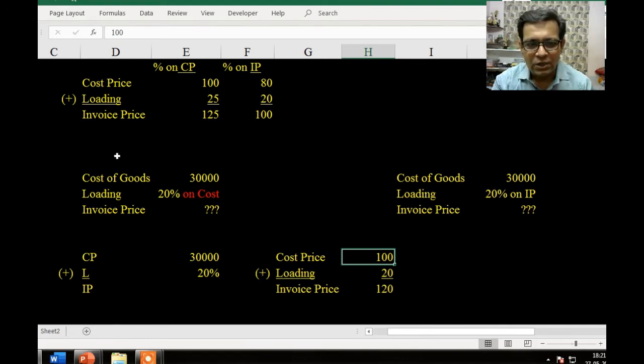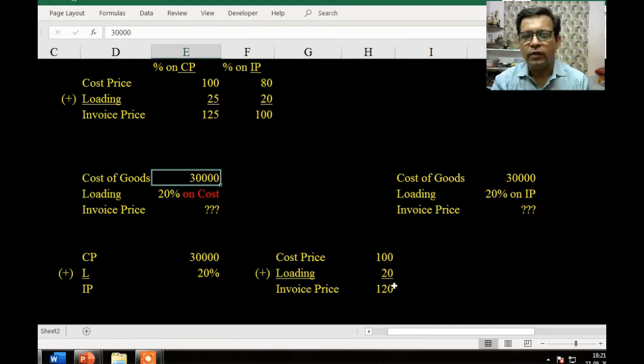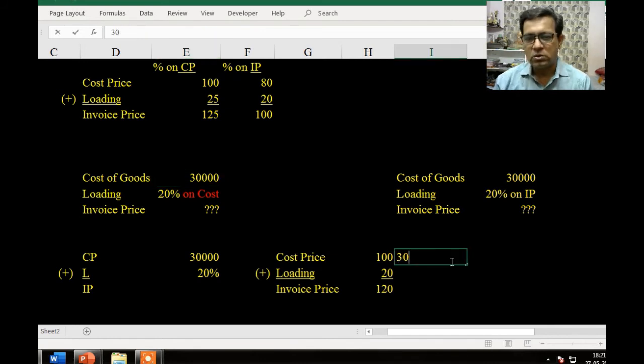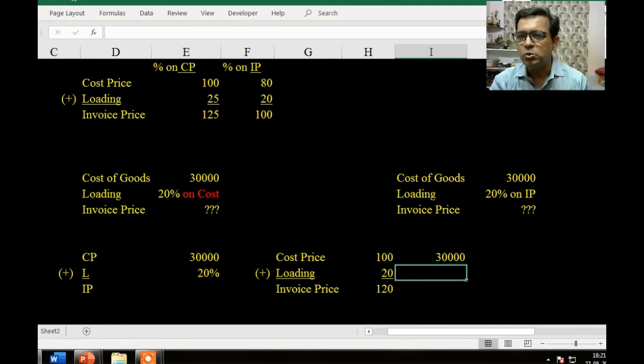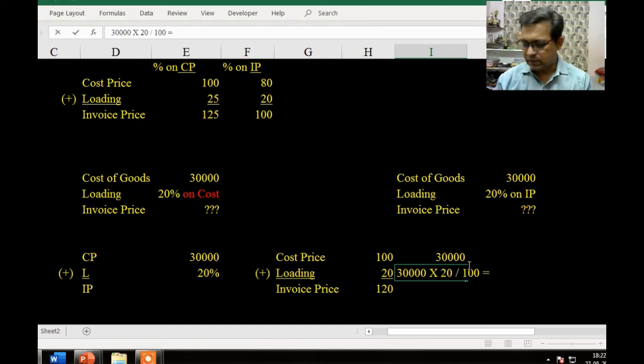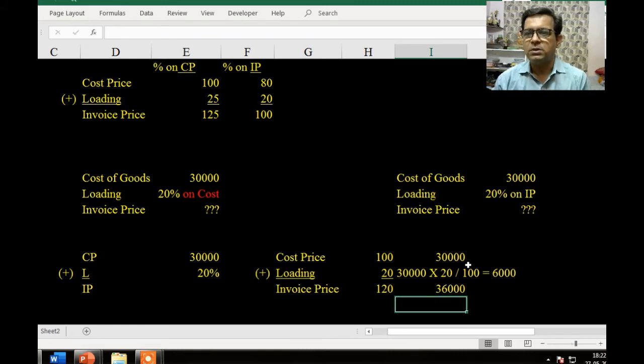Now look at this question. I have got a rupee value of cost. So I write here 30,000. My job's done. All you need to do is what you people have done earlier. Cross multiplication. So here you will get 30,000 multiplied by 20, which is then to be divided by 100. And if you do this calculation, you get the answer as 6,000. So your invoice will become 36,000. And guys, the job's done.